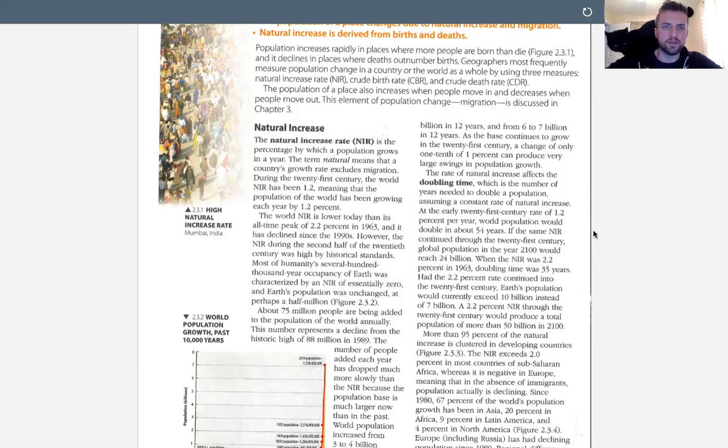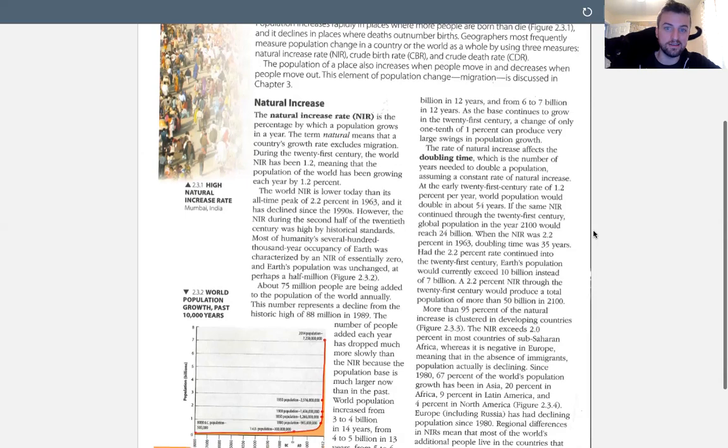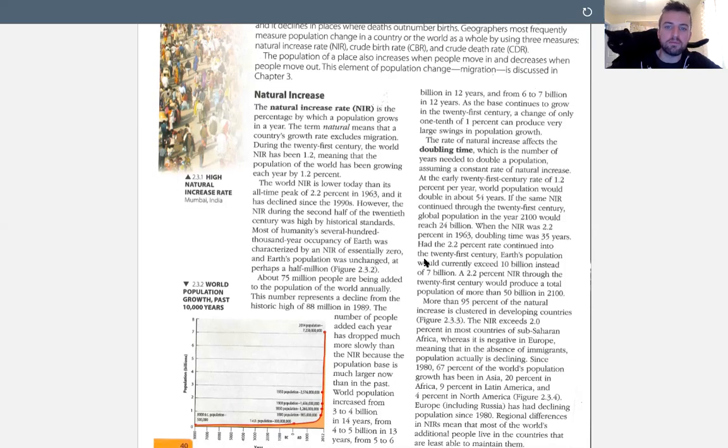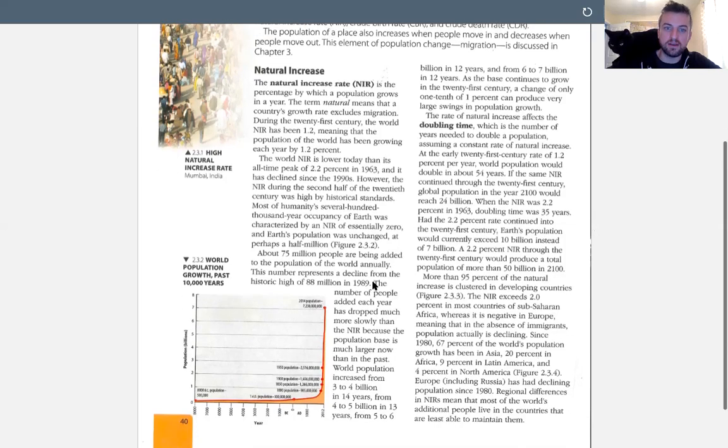The world natural increase rate is lower today than its all-time peak of 2.2% in 1963, and it has declined since the 1990s. However, the natural increase rate during the second half of the 20th century was high by historical standards. Most of humanity's several hundred thousand year occupancy of Earth was characterized by a natural increase rate of essentially zero, and Earth's population was unchanged at perhaps 500,000.